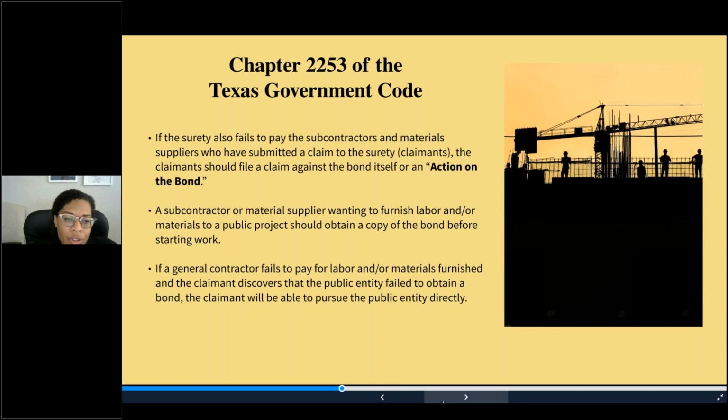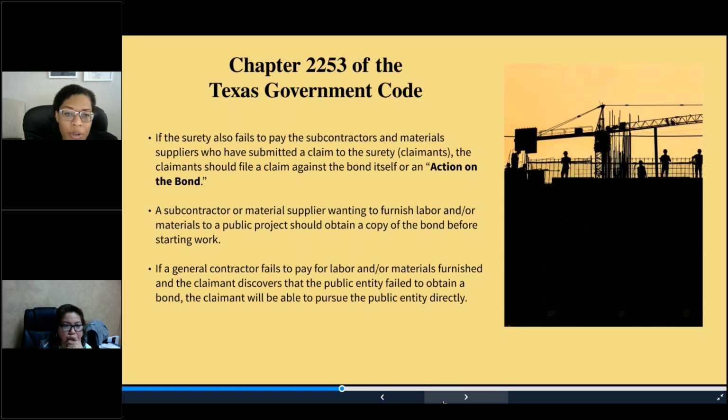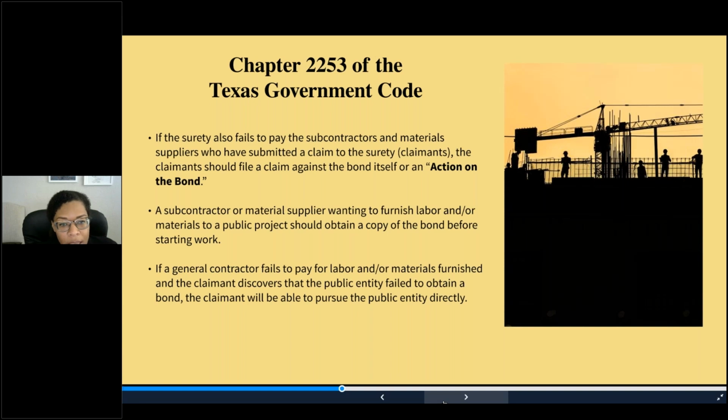Okay, so if the surety also fails to pay the subcontractors who have submitted a claim to the surety, those claimants or subcontractors should file a claim against the bond itself. This process is called an action on the bond, which is basically a lawsuit against the surety and the GC. Thankfully, attorney's fees can be recovered for these types of suits. And needless to say, a subcontractor or a material supplier wanting to furnish labor and materials to a public project should obtain a copy of the bond prior to starting work. This will make the process of submitting a claim that much easier if the need arises.